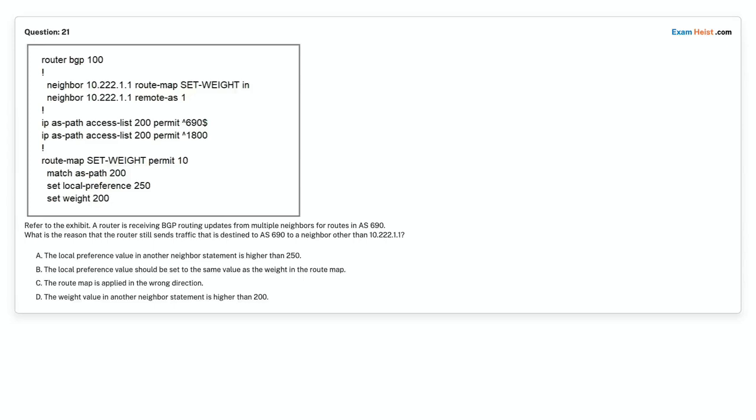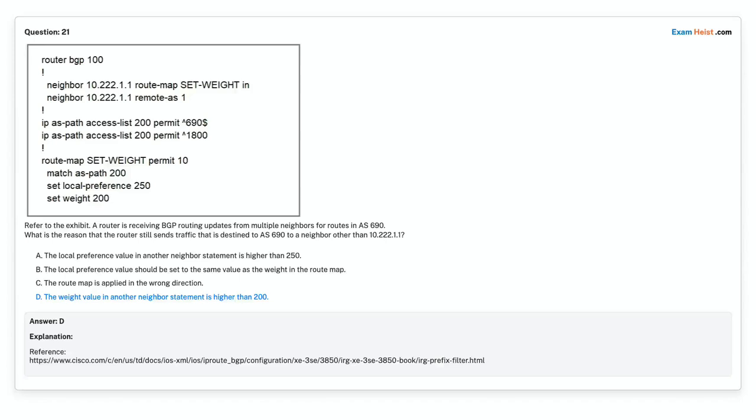Option B. The local preference value should be set to the same value as the weight in the route map. Option C. The route map is applied in the wrong direction. Option D. The weight value in another neighbor statement is higher than 200. Choose the correct answer. Correct answer is option D. The weight value in another neighbor statement is higher than 200.